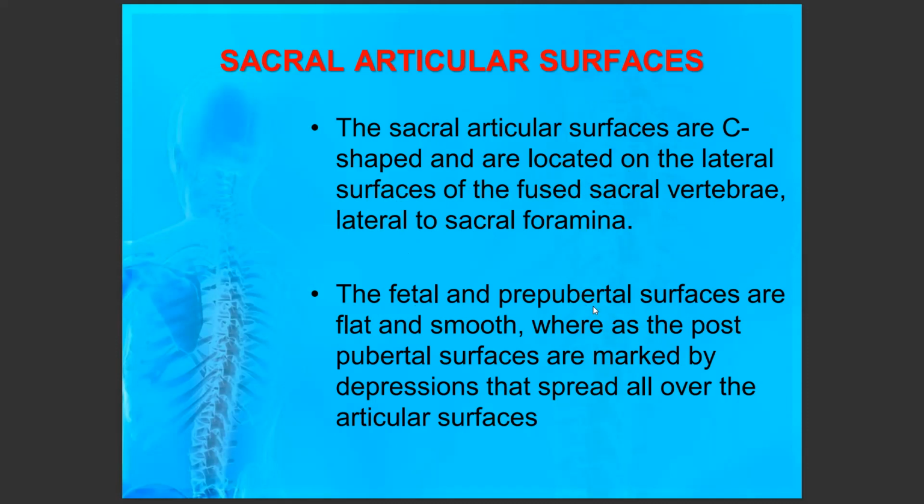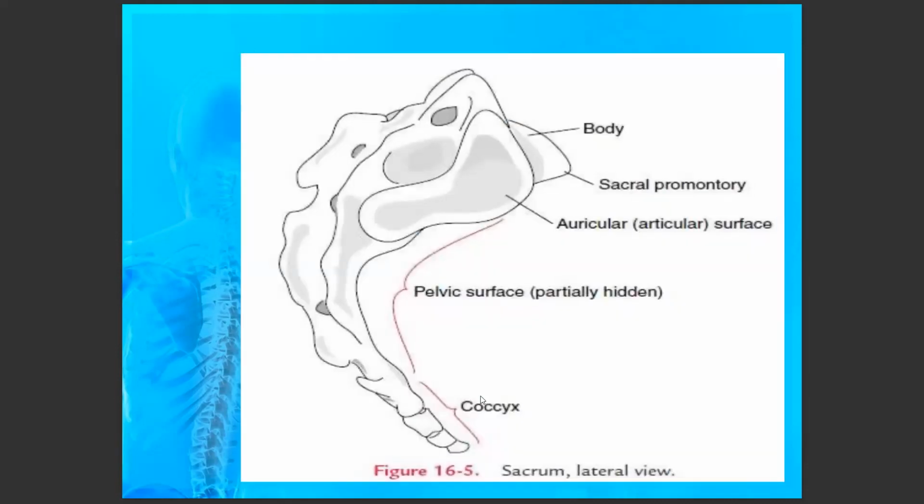The fetal and pre-pubertal surfaces are flat and smooth, whereas the post-pubertal surfaces are marked by depressions that spread all over the articular surfaces. So that is the change from birth till adulthood: in childhood, in the pre-pubertal and fetal life, the articular surfaces are smooth, while after puberty there are depressions throughout the articular surface of the sacrum.